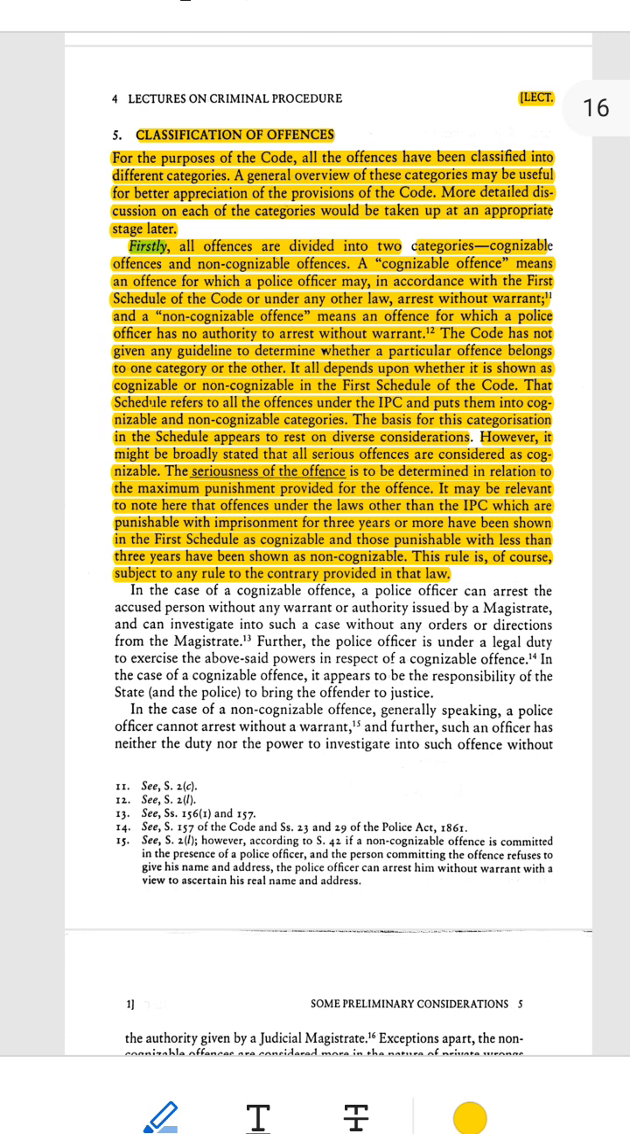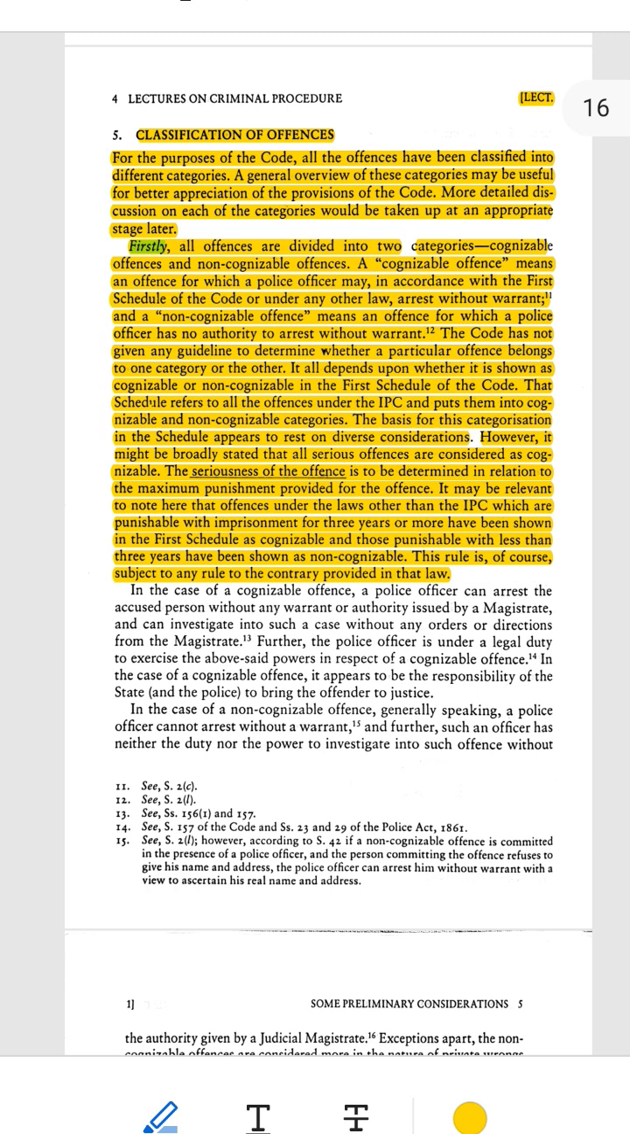How does the law decide whether an offence is cognizable or non-cognizable? The first schedule in the law book lists all the offences. It clearly tells whether each offence is cognizable, serious; or non-cognizable, less serious.